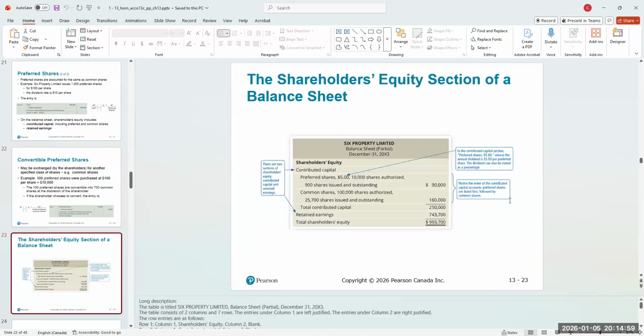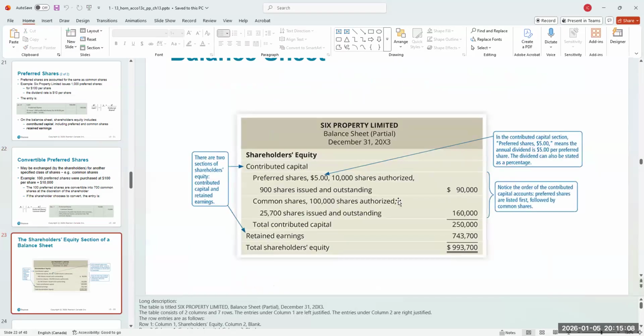How is this going to be presented on the balance sheet? Pay attention here. I want you to see this. We're going to have two sections. The first section will be shareholders' equity. This is a partial balance sheet, which includes only the shareholders' equity section. You have two subsections. One is the contributed capital. The other one is the retained earnings.